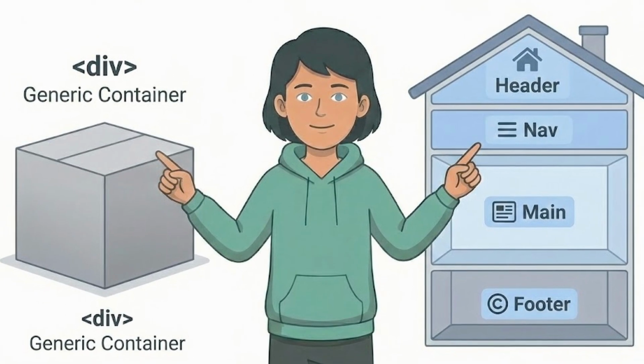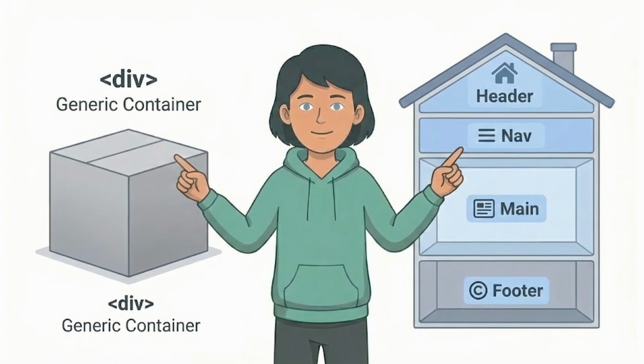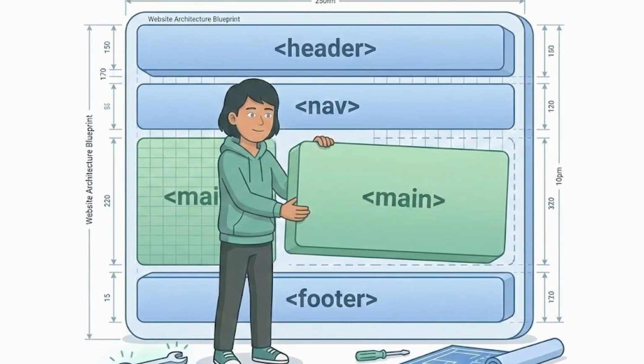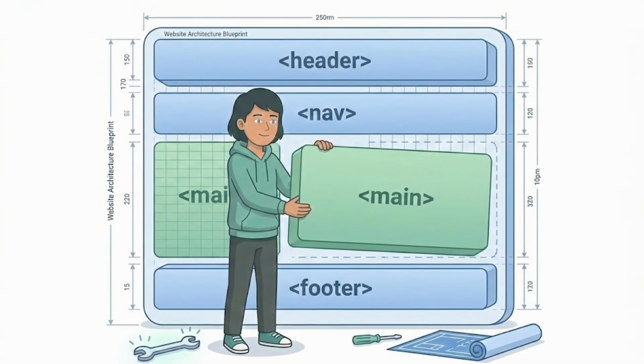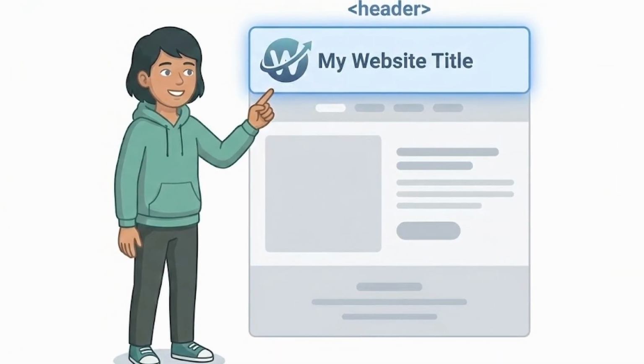Now let's talk about landmarks. If we think divs are plain boxes, landmarks are labeled rooms. They tell the browser exactly where the user is. So those landmarks are semantic HTML elements, which means they have meaning. Let's start with header.